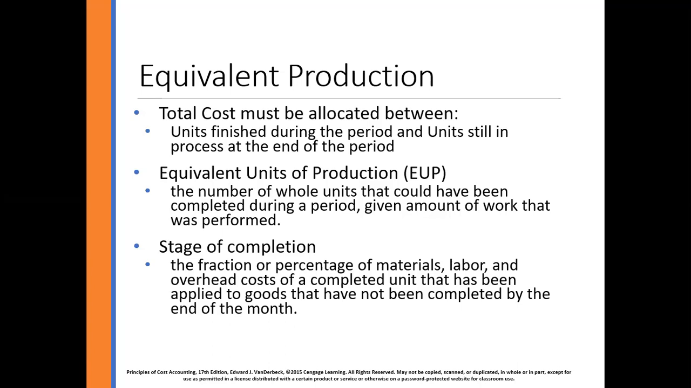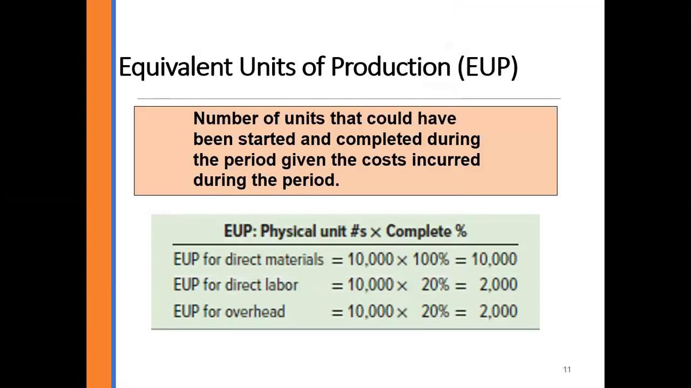That's the stage of completion, the fraction or percentage of materials, labor, and overhead cost of a completed unit that have been applied to goods that are still work in process, goods that have not been completed by the end of the month. All right, so here's that equivalent units of production.